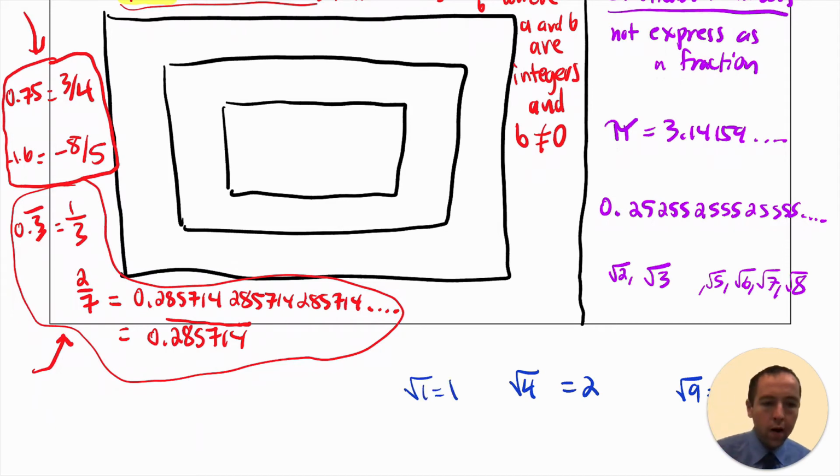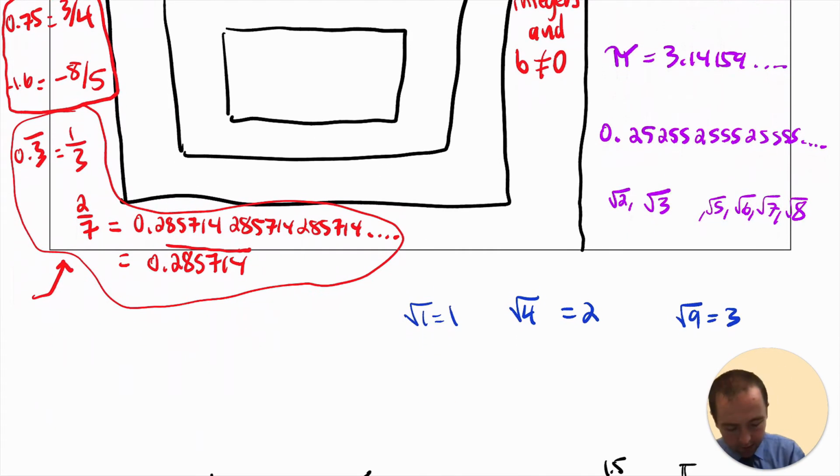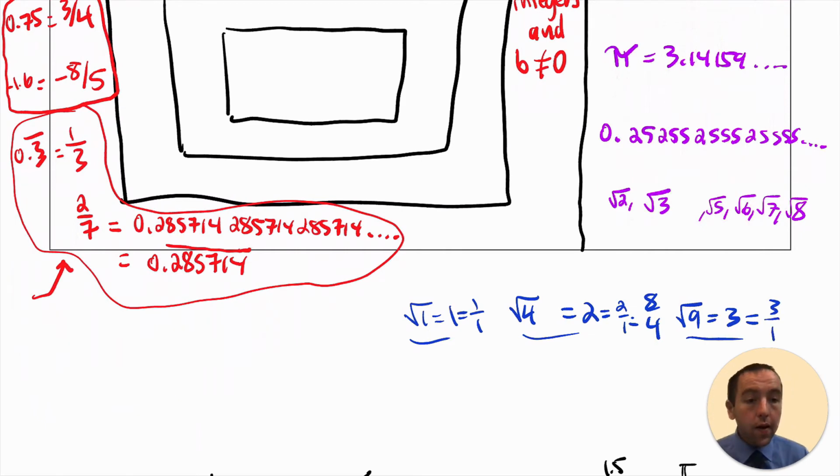So with these numbers that I wrote right here, they all came out to be nice whole numbers, and we're always able to write them as fractions. They're all rational because this is 1 over 1, right? And 2 is 2 over 1, or if we want to get fancy with it, we could write it as 8 over 4, and 3 is 3 over 1, or whatever, right? So those are all actually rational numbers when we take square roots of 1, 4, 9, and then the next would be 16, because the square root of 16 is 4, and then 25, because the square root of 25 is 5.